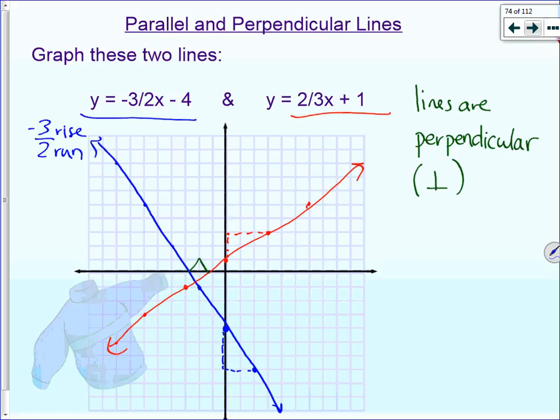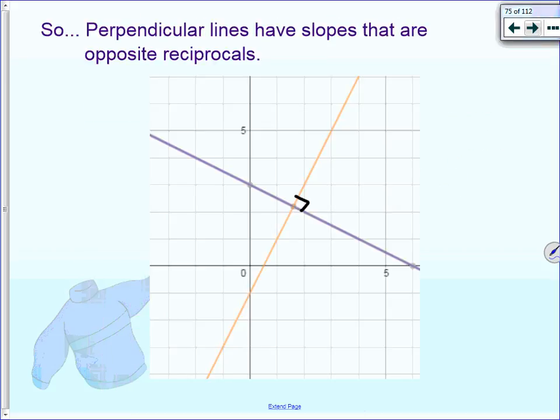Yeah, and one is negative and one is positive. Okay, what's your question? It's still coming this way. No, it has to be a 90-degree angle if it's perpendicular. So to find that out, it should be the opposite. The reciprocal. That is correct. So perpendicular lines have slopes that are opposite reciprocals.